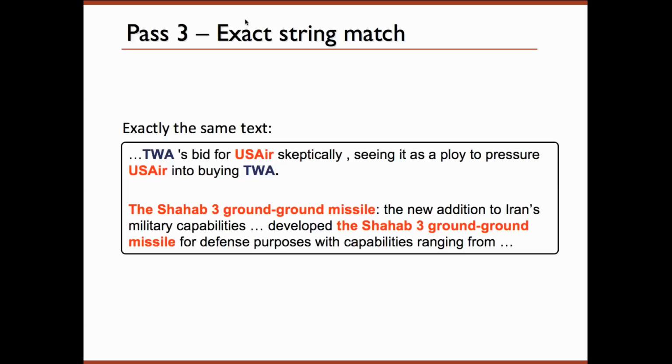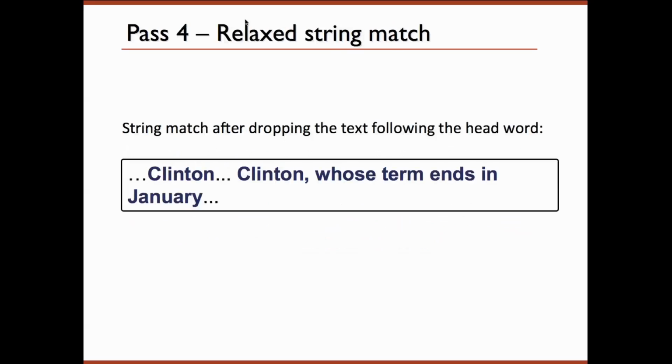We also have something we call relaxed string match. So what we do here is we identify the head word. So every phrase syntactically has a head word, which is defined as the most significant word of that phrase, right? So for this one, "Clinton, whose term ends in January," it's Clinton. So what we do here is we identify the head words, and we drop everything following, because that's usually a description. And then we do string match. So if you do that, then Clinton matches with Clinton.